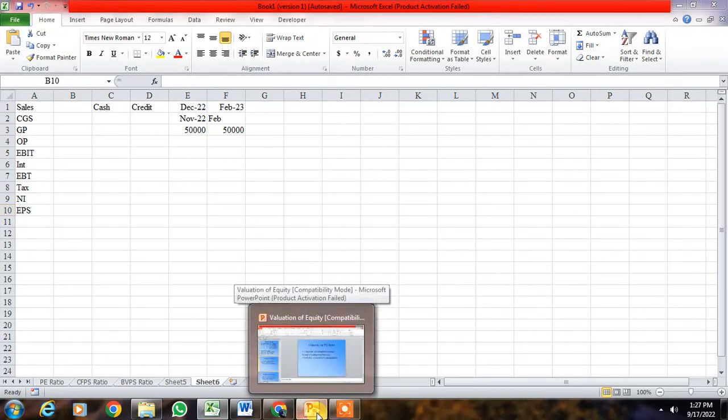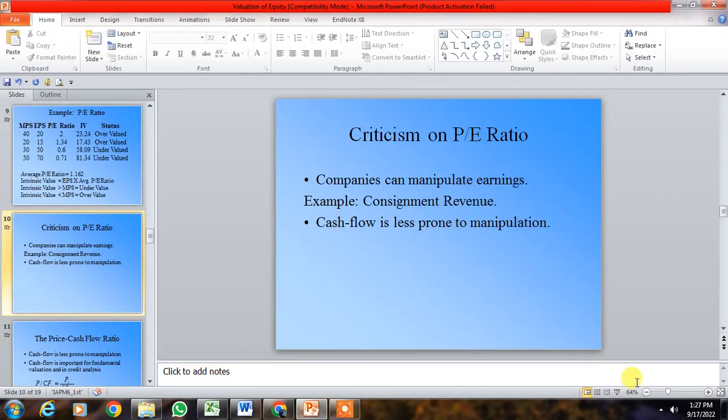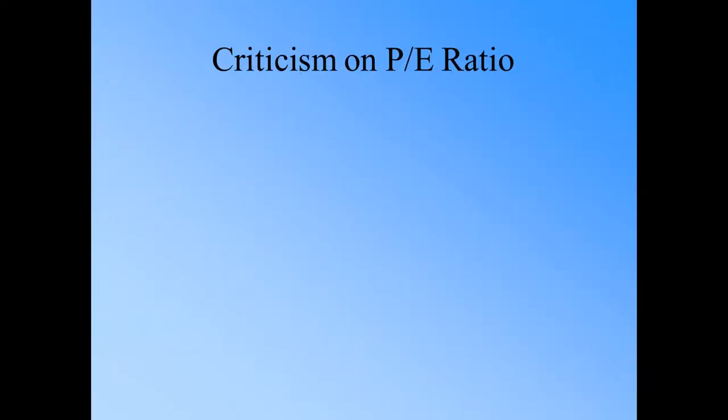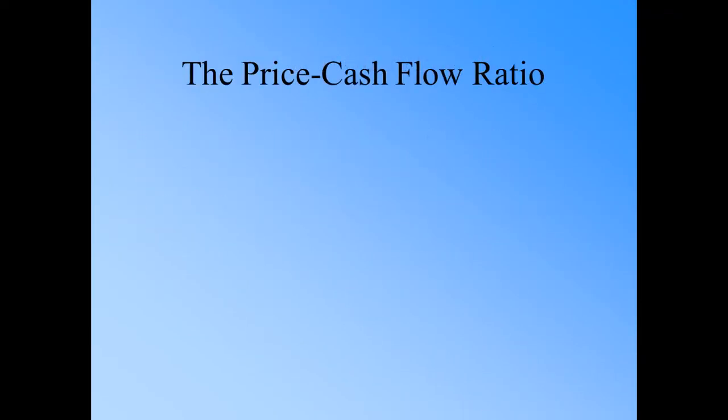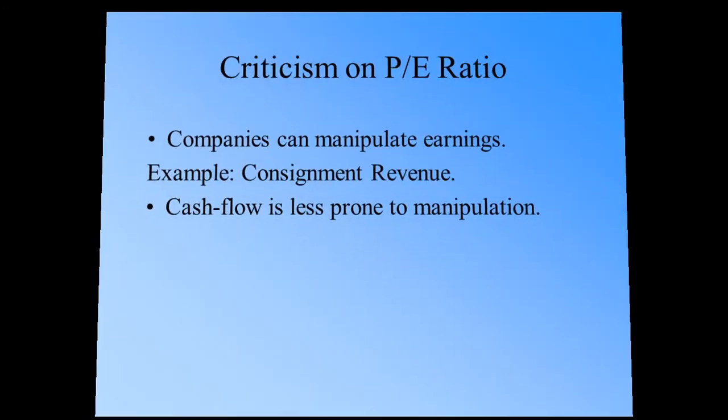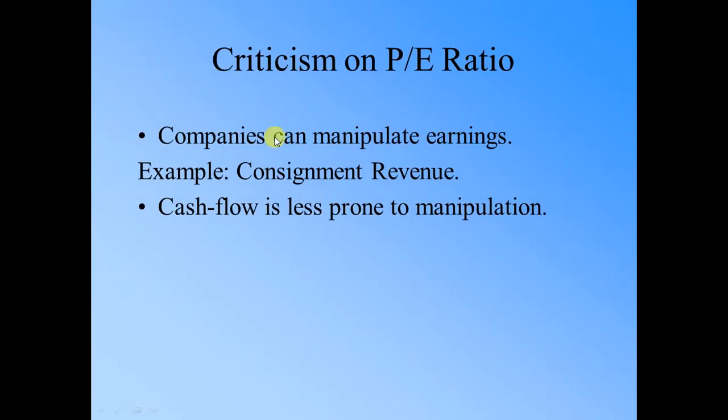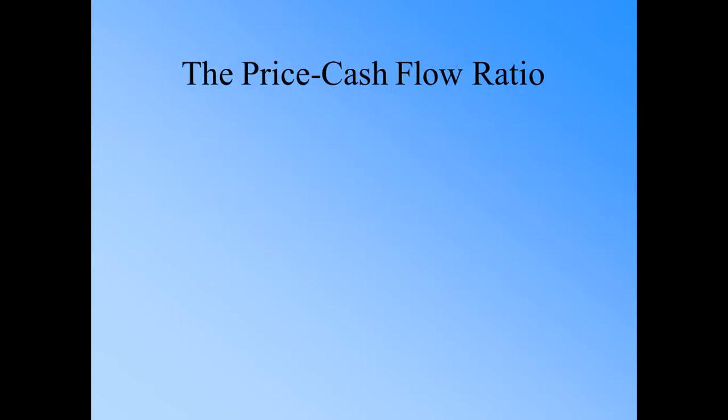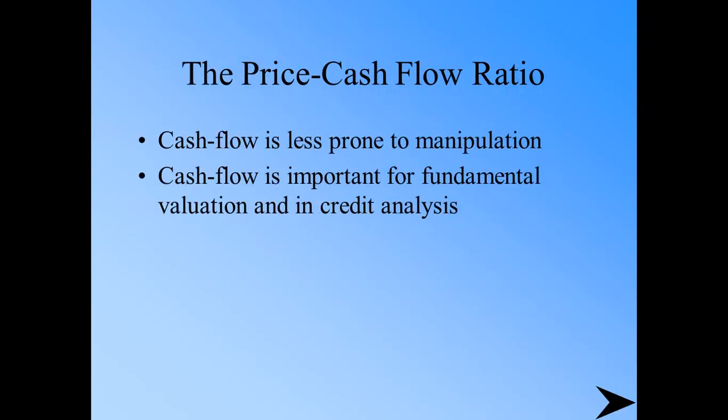That is why there is criticism that companies can manipulate earnings, like the example I have given of the consignment revenue. So that is why some people are in favor of using the cash flow per share instead of the earnings per share. Cash flow is less prone to manipulation. The concept is the same. Cash flow is important for fundamental valuation and especially in credit analysis, as I gave in the example in Excel. The formula is the same.